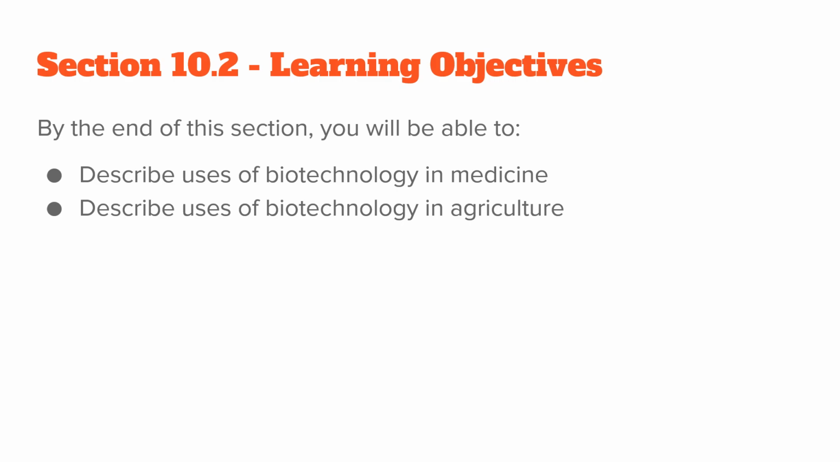By the end of this section, you should be able to describe biotechnology uses in medicine, including diagnosis, vaccines and antibiotics, gene therapy, and transgenic animals. You should also be able to describe biotechnology uses in agriculture, including transgenic plants, Agrobacterium-mediated transformation, Bt crops, and the Flavr Savr tomato.